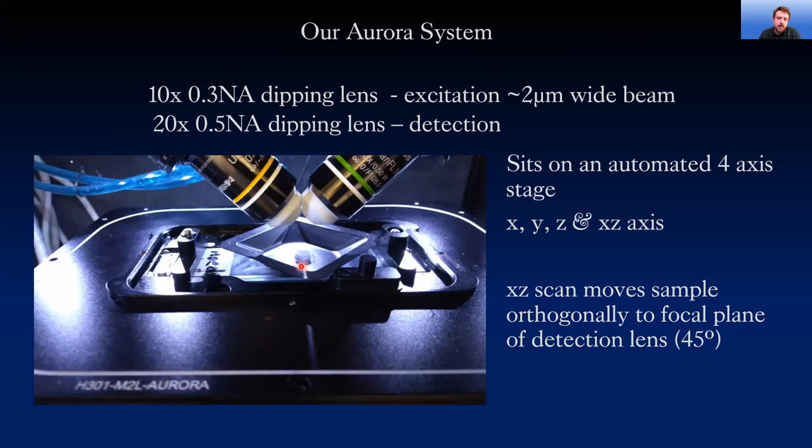So, holding it still with a bit of agarose, and that sits on top of an automated four-axis stage, so we can position our sample in X, Y, and Z, and then the scanning is performed by a special X, Z stage. That's so that the sample moves through the focal plane of the detection objective without causing shift. So it allows you to collect a stack, because you have to think about everything being tilted at 45 degrees with this particular setup.